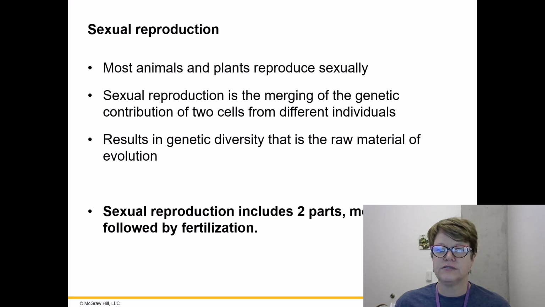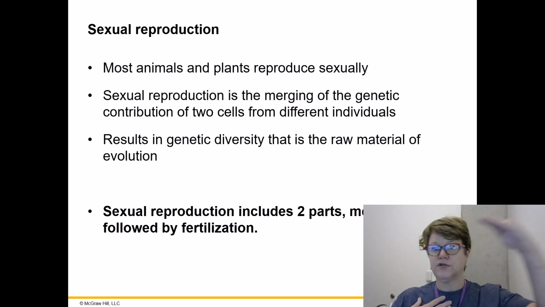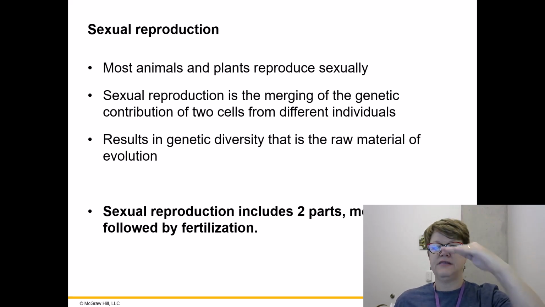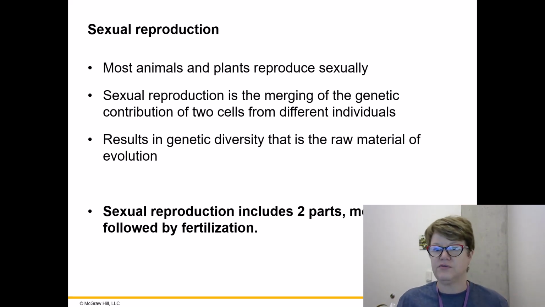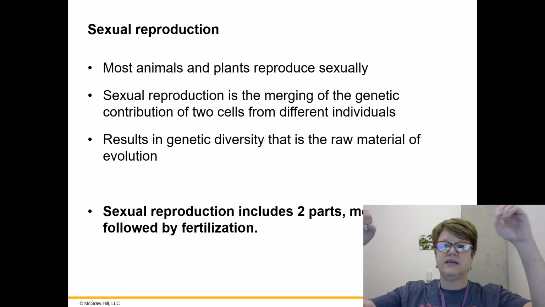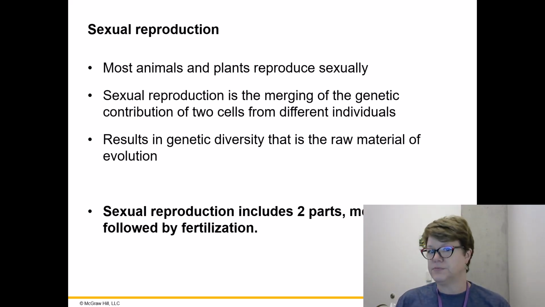Sexual reproduction includes two steps, and I put them in chronological order. Meiosis first, that's this special cell division that we haven't talked about. It's not the same as mitosis. And then fertilization. So meiosis is the cell division that makes these haploid cells. I haven't defined what haploid is yet, but it makes these cells that we call eggs and sperm. So meiosis is the cell division that makes what we call gametes, makes eggs and sperm, it makes haploid cells.